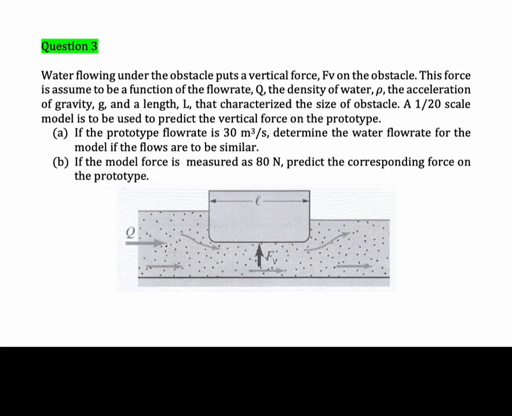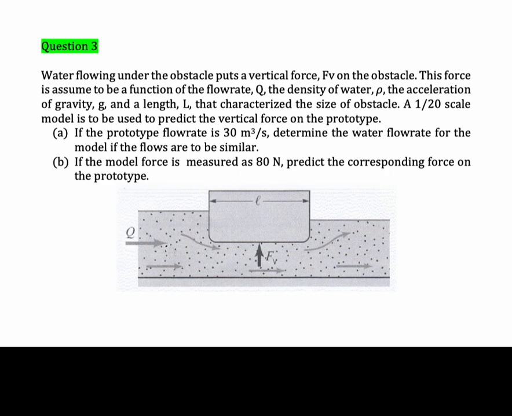A. If the prototype flow rate is 30 meter cube per second, determine the water flow rate for the model if the flows are to be similar. And B. If the model force is measured as 80 Newton, predict the corresponding force on the prototype. So in this question, we try to relate the Buckingham pi theorem with the similarity solution, because we have a model and a prototype, so we test something in a model, and then we can calculate the real value in a prototype.